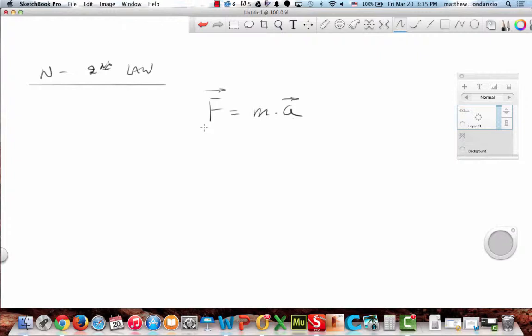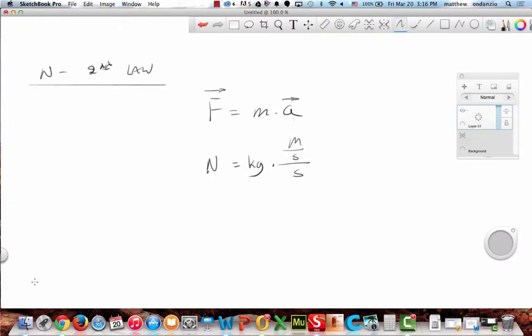Okay, let's talk about the units. What's the unit for acceleration? Meters per second squared. What's the unit for mass? Grams. In this case, we're going to use kilograms. And then what's the basic unit for force? Newtons.